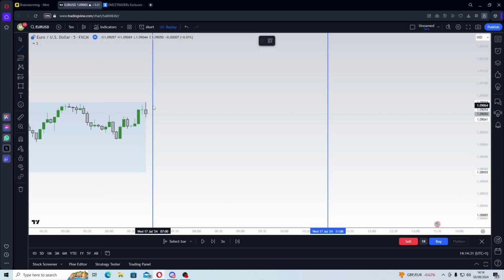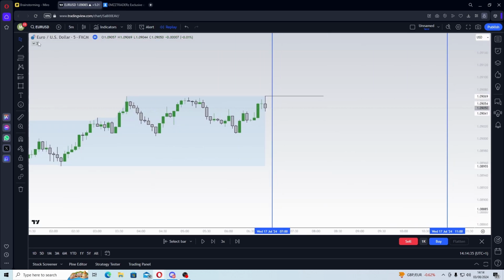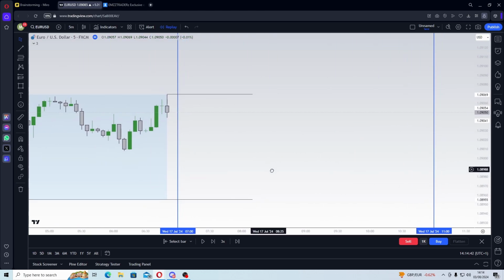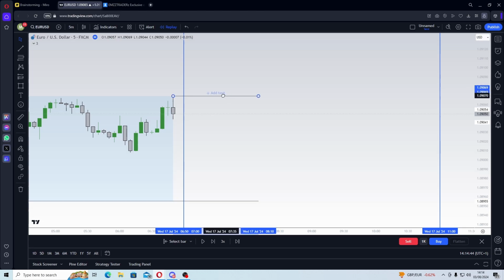So we're going to be marking this out with my trend line. This is the highs right here of Asian session, and these are the lows right here, okay? This is the low of Asian session. Okay, so whichever side gets swept, we're going to be taking the trade towards the opposite direction.